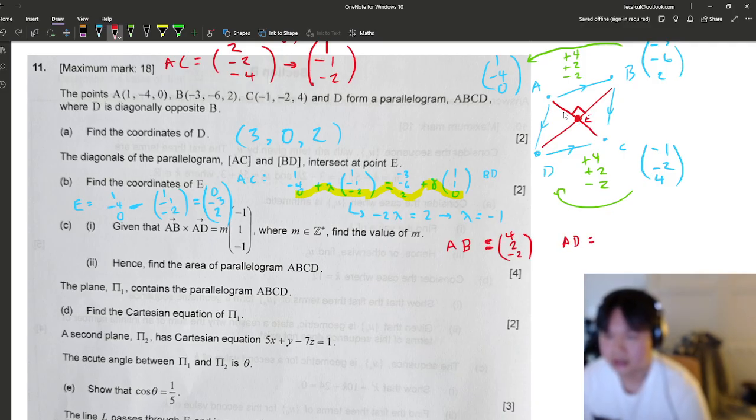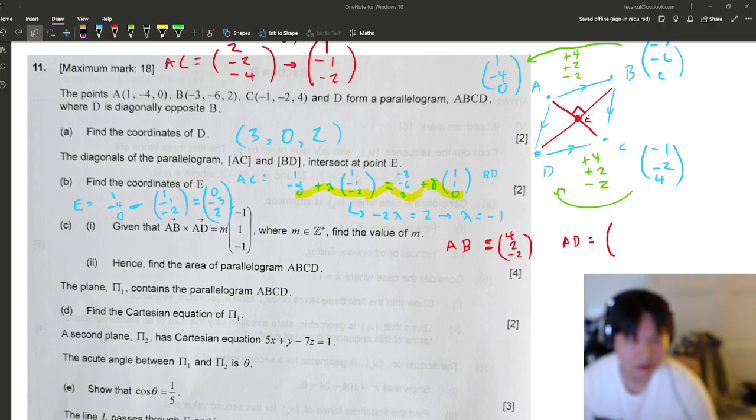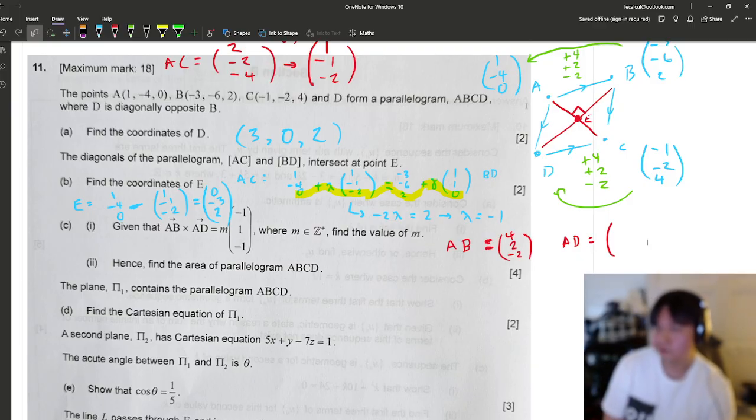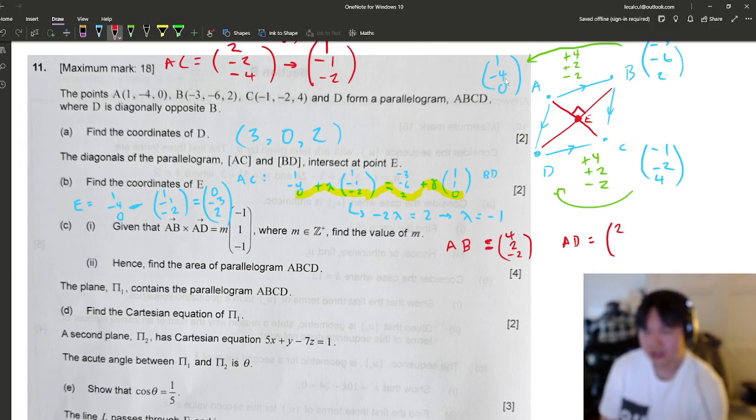AD. Where's my music? Hello? What am I doing? Where's D? 3 minus 1 is 2. 0 minus negative 4 is 4. 2 minus 0 is 2.